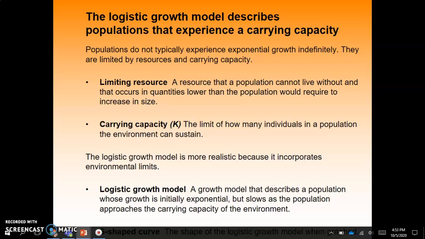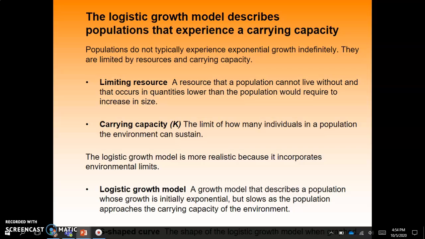So the logistic growth model describes populations that experience a carrying capacity. This logistic growth model is going to be a little bit more realistic. We know that there are limiting resources, which are resources that populations can't live without, and that occur in quantities lower than the population would require to increase in size. So these are things like food resources, mineral resources, and nutrient resources that are necessary in order to survive, that really determine the amount that a population can sustain because of their availability in the ecosystem.